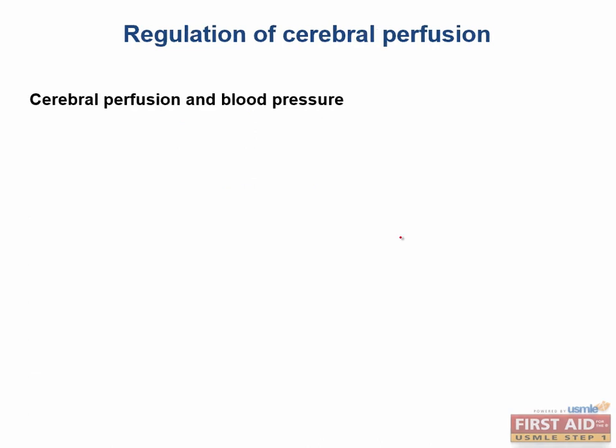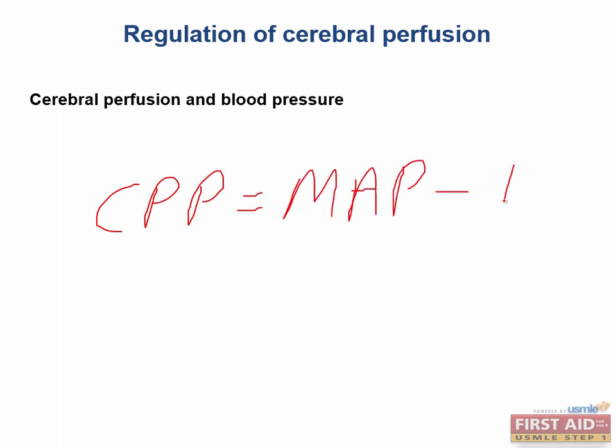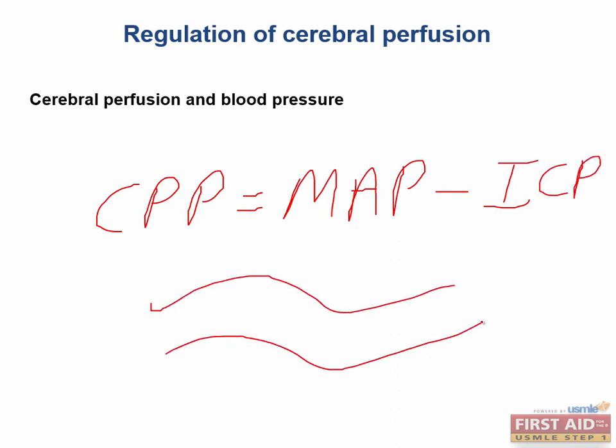Cerebral perfusion pressure refers to the pressure gradient that controls blood flow through the brain. It is determined by the difference between the mean arterial pressure and the intracranial pressure. So let's say this is our blood vessel going through the brain. Within that blood vessel, you have the mean arterial pressure, and then outside the blood vessel in the brain tissue, you have the intracranial pressure.